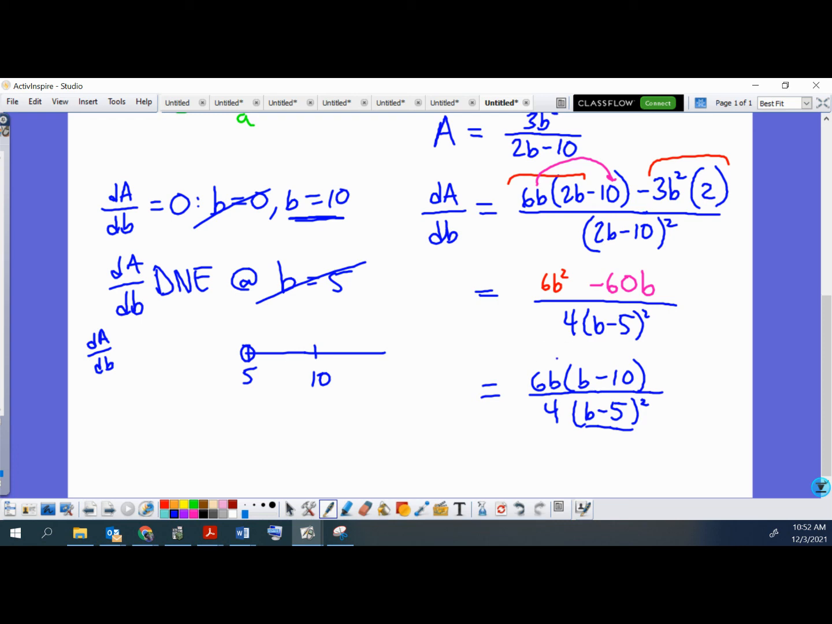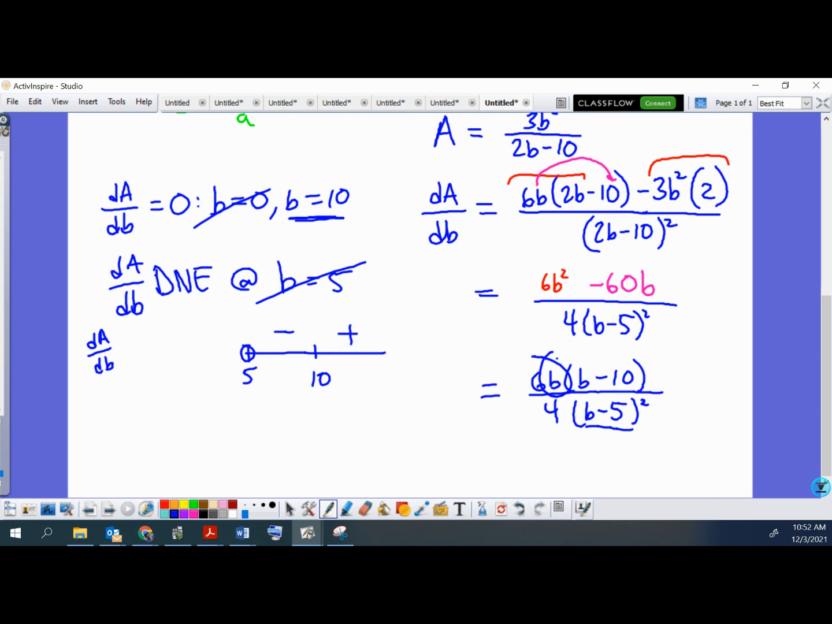This factor is positive. Up until 10, this factor is negative, and this factor, of course, will be positive because it's squared. So we get 1 negative there. I'm going to put a negative. And then once you get past 10, all of the factors are positive. So the whole thing will be positive. So that's positive. So that is, in fact, the minimum at 10.